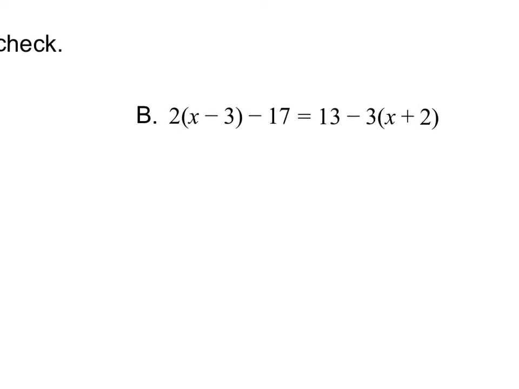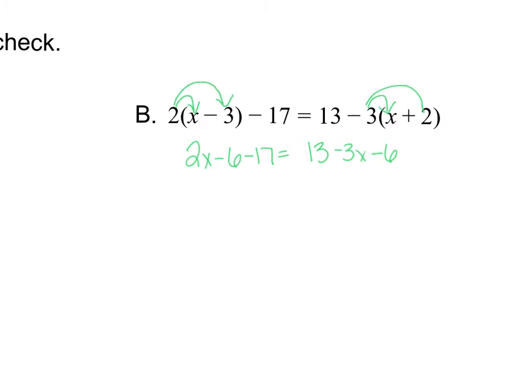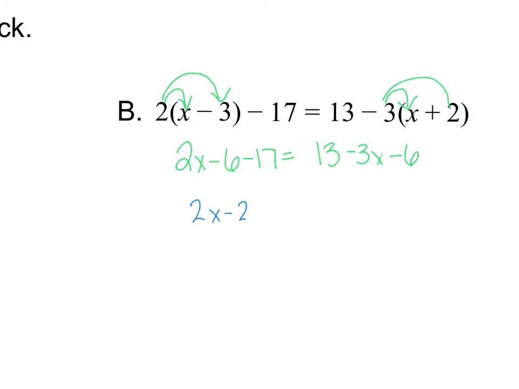All right, so B, now we're going to do a multi-step problem. So what would I do first here? Distribute, right? So 2 times x is 2x. 2 times negative 3 is negative 6. We bring the minus 17 down. 13 stays 13. Minus 3x minus 6. Okay, and then what happens next? You combine the like terms on the first one. So that's 2x minus 23. And the 13 minus 6 will combine as well to be plus 7.